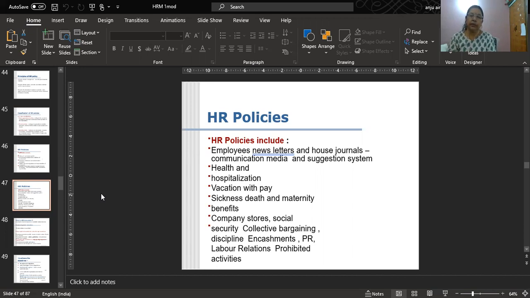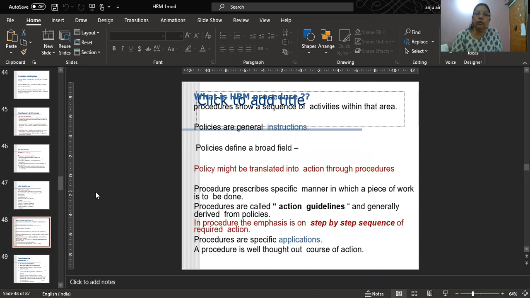Do they get vacation with pay? Do they get sickness leave, maternity benefits? All these things, collective bargaining, do they get a chance to collectively have a dialogue with management regarding their demands, regarding their needs? So, how are the labor relations? How are the benefits in the organization? All these have to be considered to formulate the HR policies.